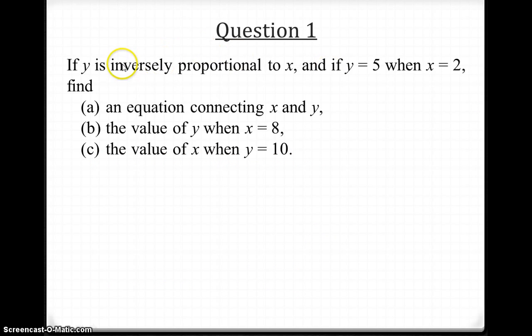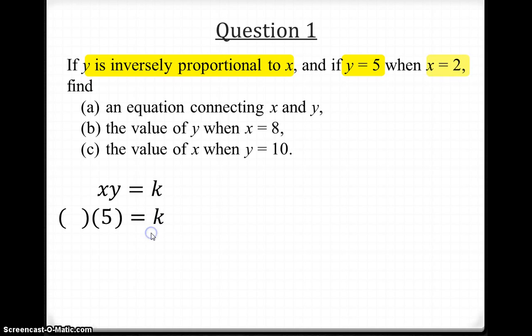Question 1. If y is inversely proportional to x, and if y is equal to 5 when x is equal to 2, find an equation connecting x and y. So for inverse proportion, the equation is xy equal to k. Likewise, as for direct proportion, we need to solve for k. Substitute the values given, 5 and 2. Then we get k equal to 10. We write the equation again: xy equal to 10.